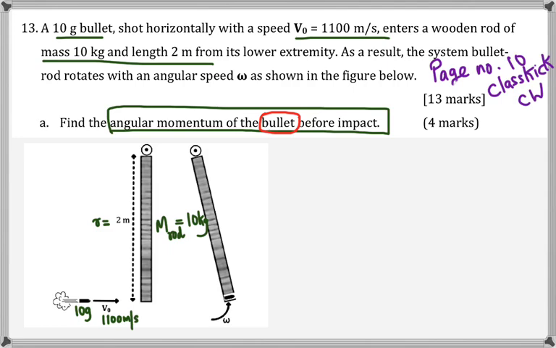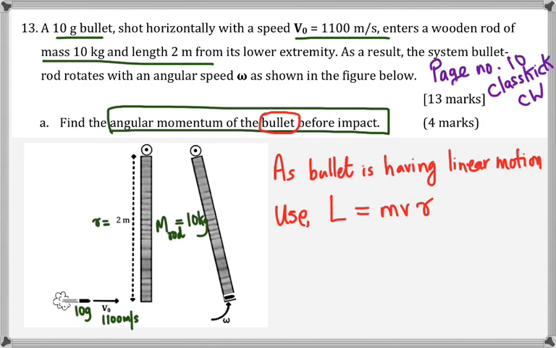The first step is to find the angular momentum of the bullet before impact. Impact means before collision. As the bullet is having linear motion, it is not rotating. Before hitting the rod, it was moving in a linear motion. We will use the formula for angular momentum, that is mvr.